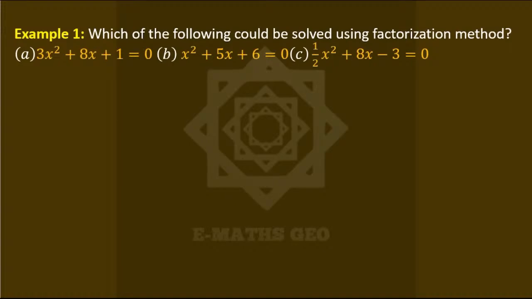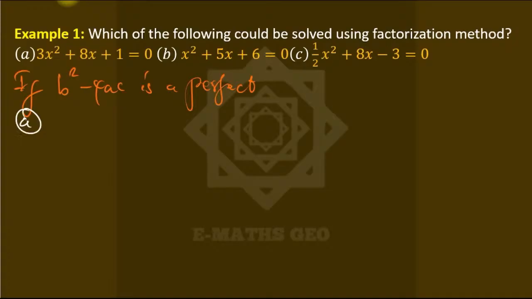So I've given you a short form. Say a quadratic function is factorizable if b squared minus 4ac is a perfect square. So what you have to do in each equation is locate a, b, and c, then plug in the values. If it is a perfect square, it could be solved by factorization.